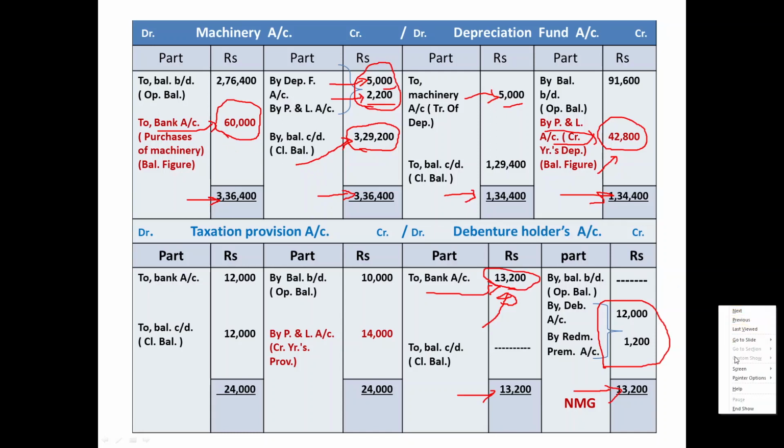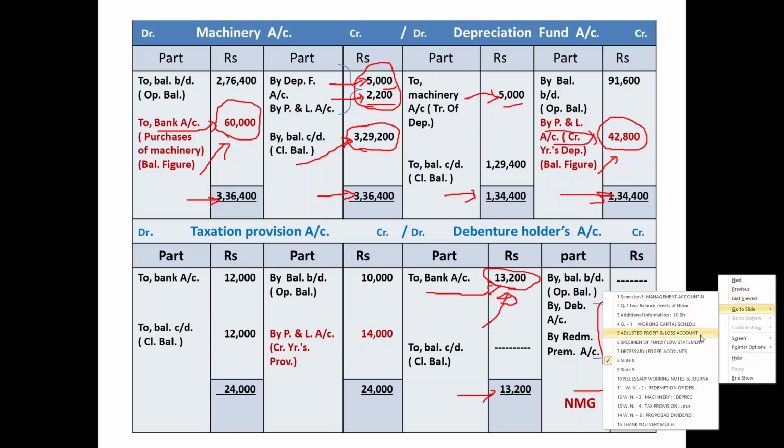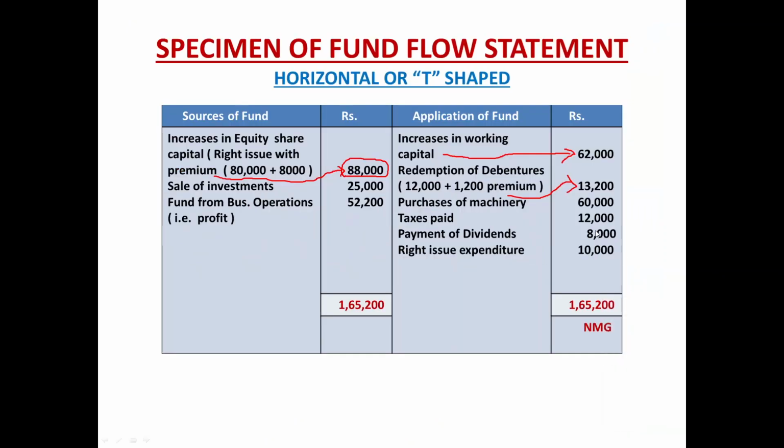$60,000 purchases of machinery. Obviously it affects the fund flow. This is the 60,000 machinery account debit to bank account credit 60,000 in the fund flow statement. Let us report it as an application of fund rupees 60,000. See, purchases of machinery 60,000.